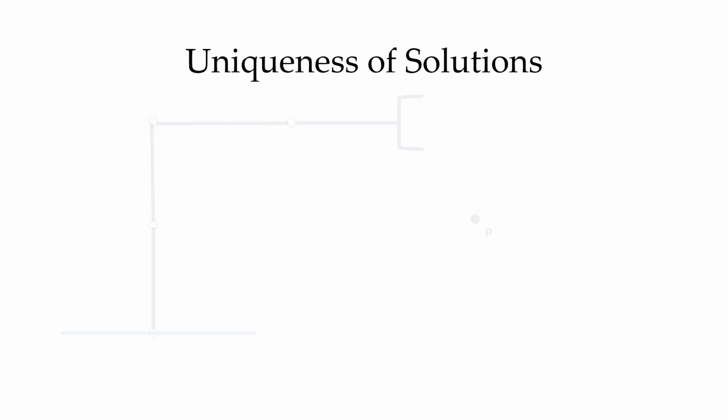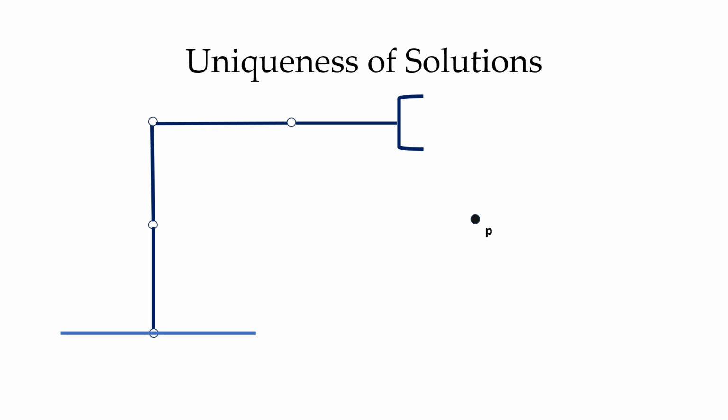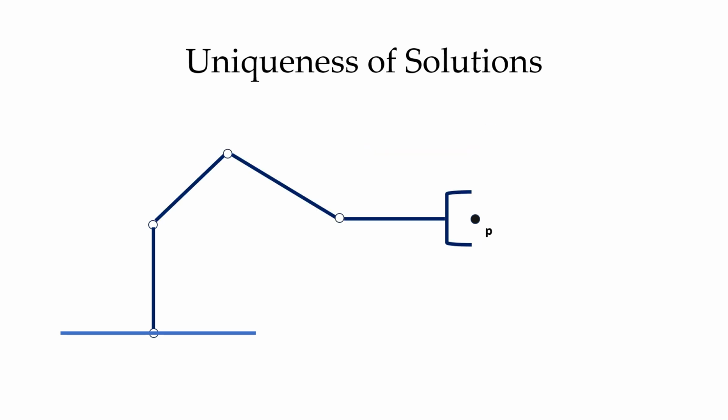Then let's look at another example. In this example, this is also a planar robot, and here also there are more degrees of freedom than necessary. So this is an example of a robot having multiple solutions. This robotic manipulator is needed to reach that particular point P. So this is one orientation. This is one configuration which it can take to reach that position.